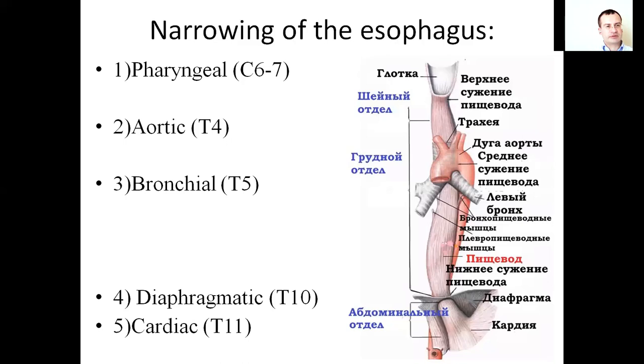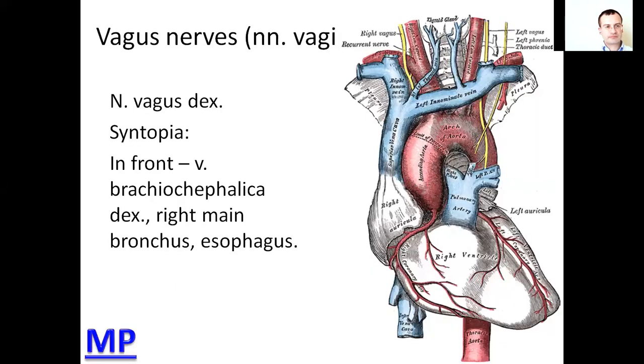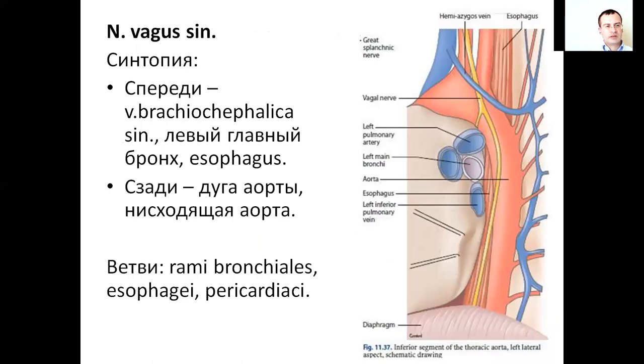Innervation of the esophagus: pharyngeal, aortic, bronchial, diaphragmatic, and cardial. Vagus nerves. Right vagus nerve, syntopy: in front, right brachiocephalic vein, right main bronchus, and esophagus. Left vagus nerve: in front, left brachiocephalic vein; at left, bronchus and esophagus. Behind, the arch of the aorta and descending aorta.